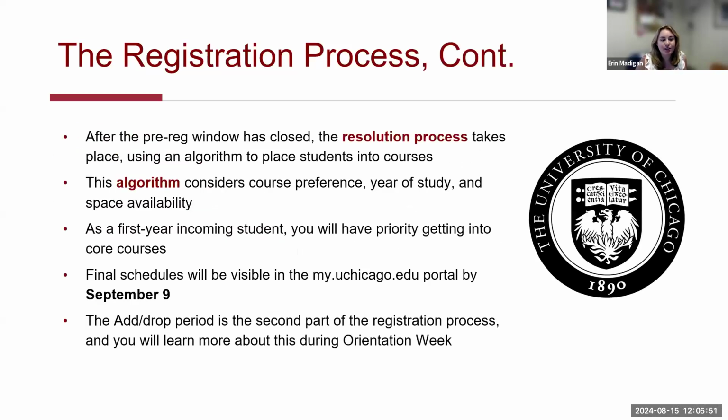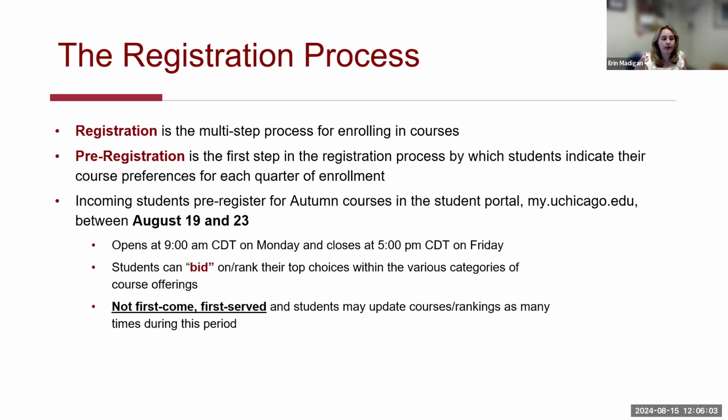The registration process at UChicago involves two main steps: pre-registration and add drop. Pre-registration is the first step where students are indicating their preferences for courses for each quarter of enrollment. It's not necessarily designed for students to get everything that they bid on. We'll talk about that a little bit more when we're showing you exactly how it works. But this process does allow the college to place a high number of students in courses before the second step of registration, which is add drop.